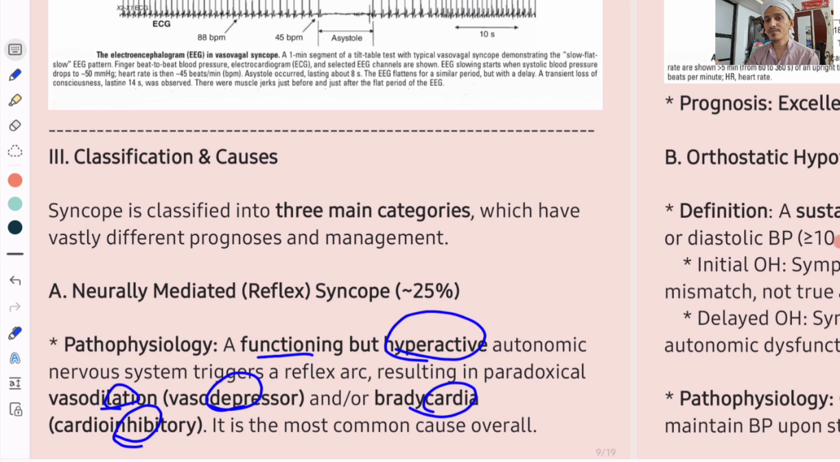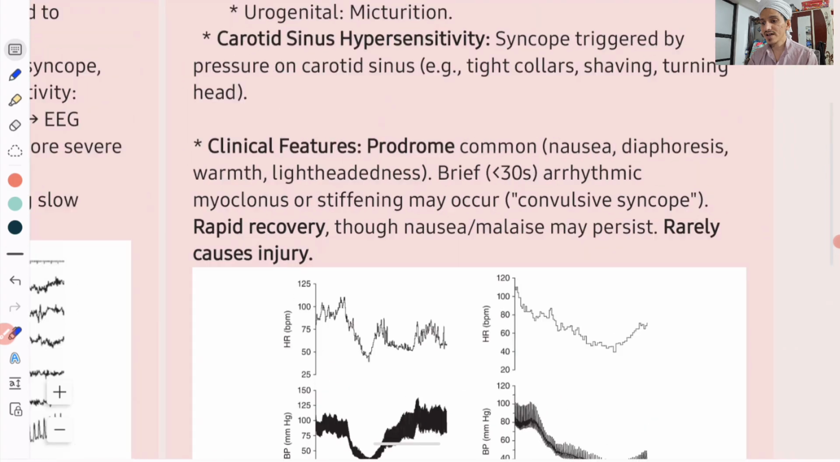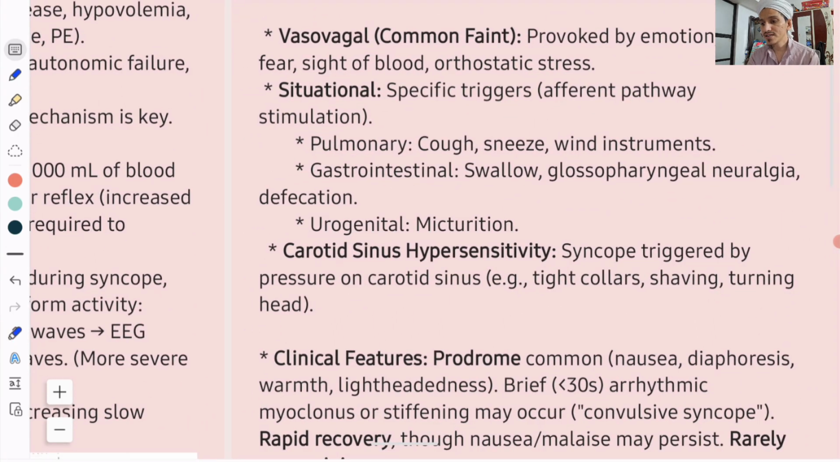That is triggering because in some individuals, the autonomic nervous system is hyperactive. Okay, in those persons this will happen to some external trigger. So based on that external trigger, we will classify. We will have subtypes of this neurally mediated syncope. Number one is vasovagal syncope. Vasovagal, as the name suggests, is due to the vagus nerve. Okay, this is provoked by emotion, pain, fear, sight of blood, or orthostatic stress.